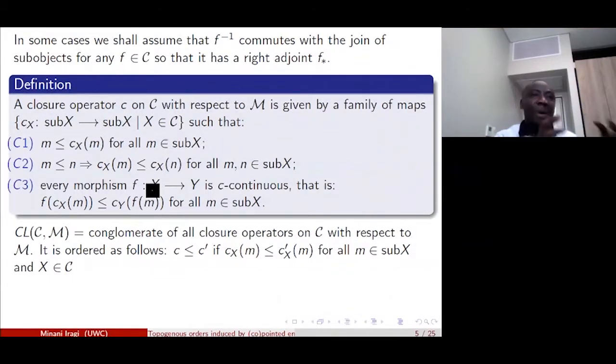So, we are now interested in understanding how these structures relate to each other. And in doing this, we would like to move from the conglomerate of all closure operators to the conglomerate of the other operator that we want to relate it to. For this reason, we define CL. CL is the conglomerate of all the closure operators of C. And this conglomerate, we call it pointwise.